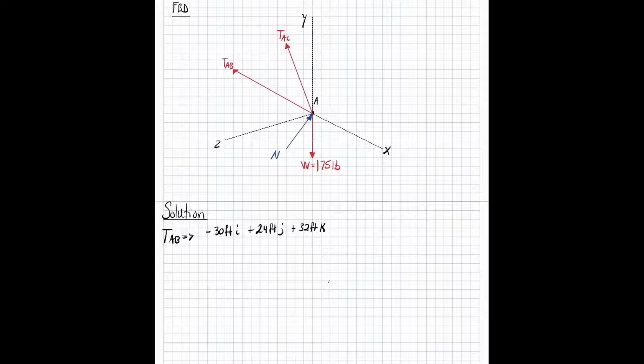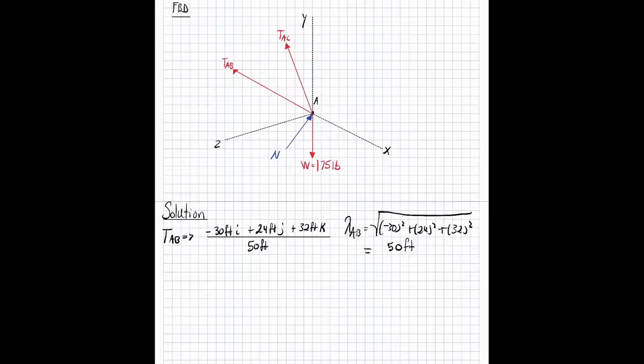Now, same thing as we did on the higher balloon, we need our lambda. So lambda AB is the sum of squares. So we have negative 30 squared plus 24 squared plus 32 squared. All that comes out to right on even 50. This is in feet. So that means that all of this is divided by 50 feet.